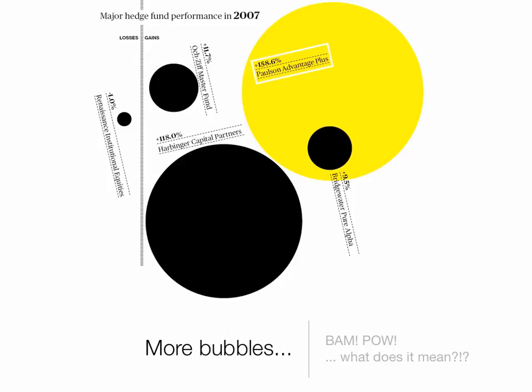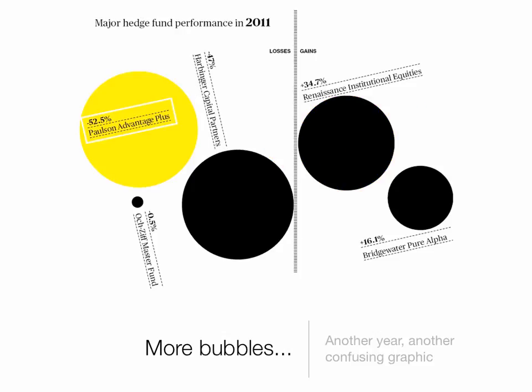Distance from the zero line has absolutely nothing to do with plus. Harbinger Capital Partners at plus 118 is closer to the zero line than Bridgewater Pure Alpha is at plus 9.5%. Now, if we want to compare that to their performance in 2011, boy, how does this help you?